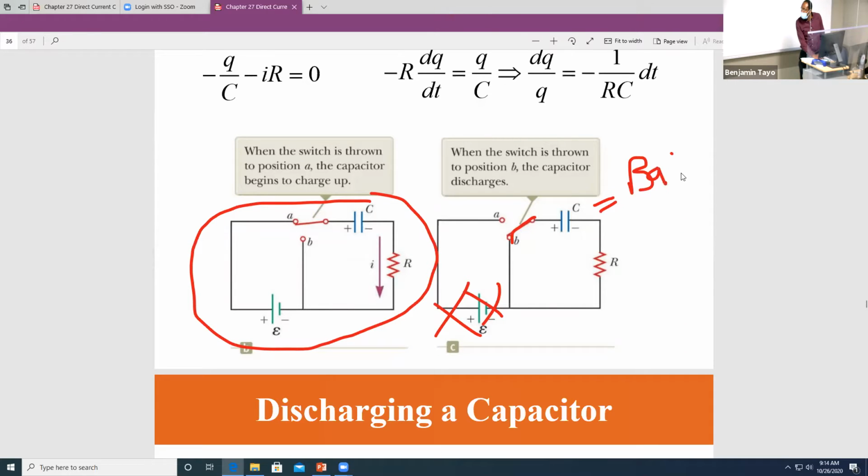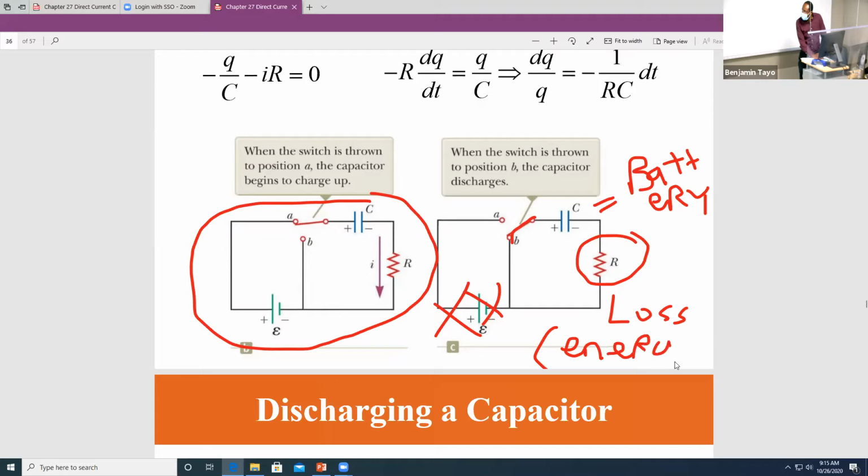And that's the use of the capacitor. So you can use the capacitor to store energy. So this is almost acting as a battery. And this battery is just going to supply the energy to the resistor. Now, what a resistor does is that it's just called loss. So it's just a loss of energy.